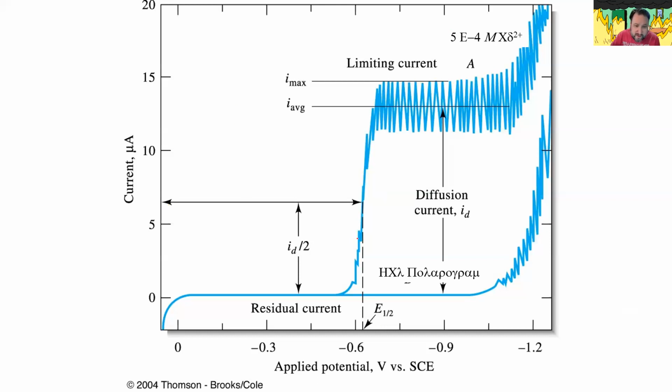You've got an E1/2 that's going to occur in the middle here. You've got an I1/2, the current that occurs at the half-wave potential. And then rather than having a limiting current be nice and smooth like it was in our regular half-wave, we've got a maximum and then we've got an average. We're just going to look at the average, and we're going to call it diffusion current instead of limiting current. So diffusion current takes the place of limiting current.